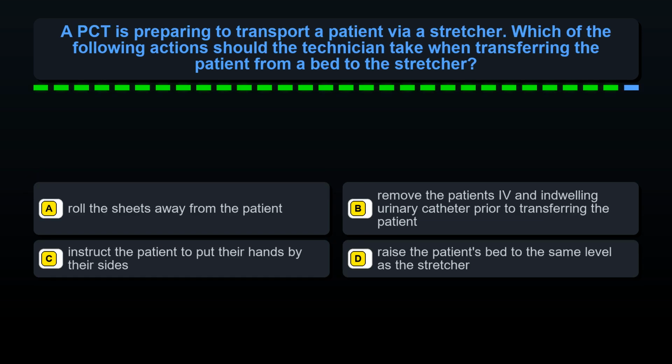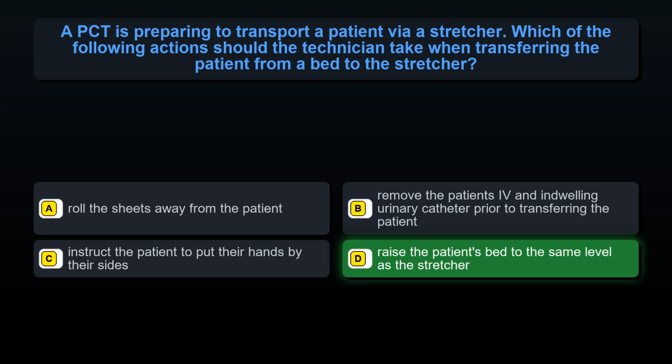Question 23. A PCT is preparing to transport a patient via a stretcher. Which of the following actions should the technician take when transferring the patient from a bed to the stretcher? Option A, roll the sheets away from the patient. Option B, remove the patient's indwelling urinary catheter prior to transferring the patient. Option C, instruct the patient to put their hands by their sides. Option D, raise the patient's bed to the same level as the stretcher.